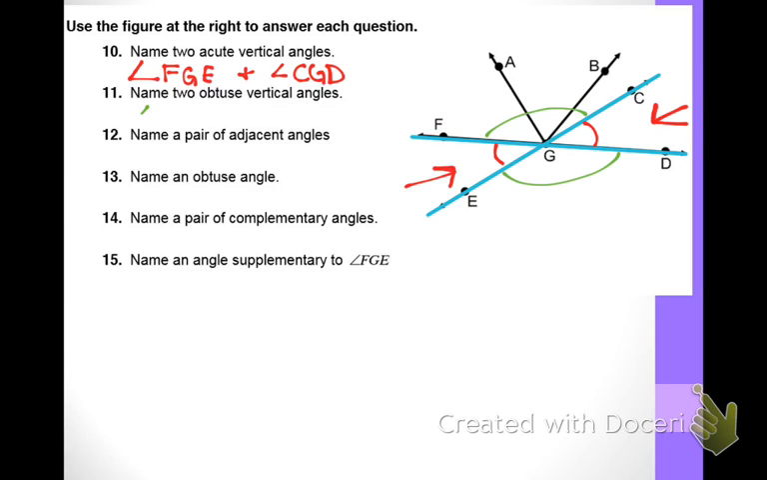All right, so we need to name those three letters. Can anybody take a guess what we would name it? FGC, I agree. All right, and then the other angle we call what? Yep, EGD. So we're naming this side. EGD. Ta-da! Those are our vertical angles.